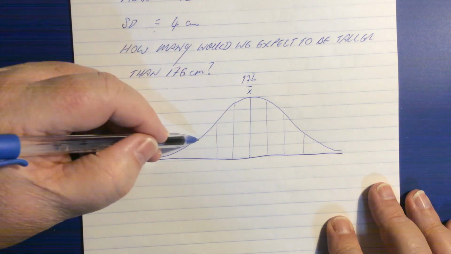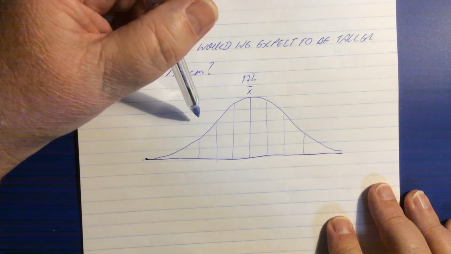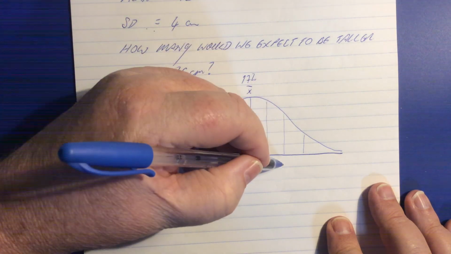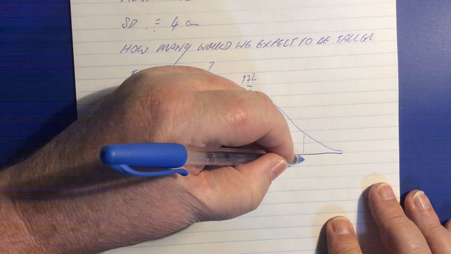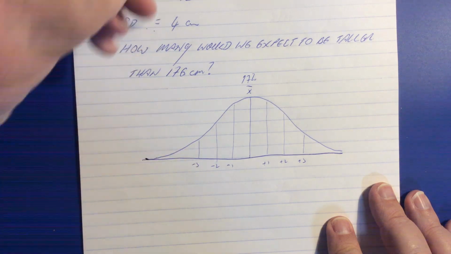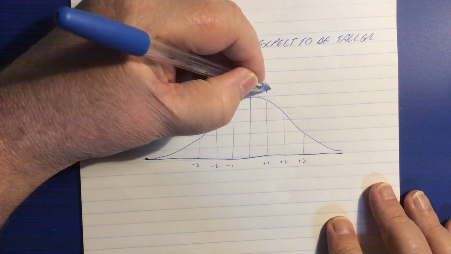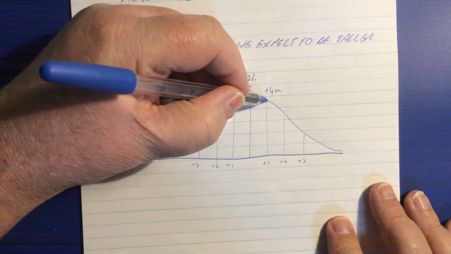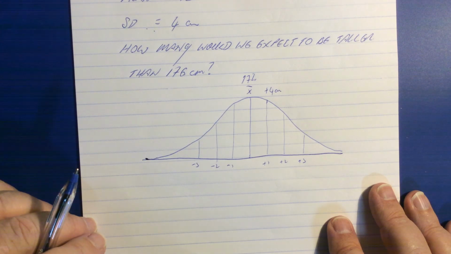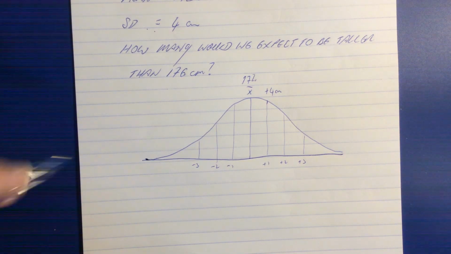So if we're drawing in 3 standard deviations, and please excuse the fact that this is probably badly out of proportion, we're plus 1 standard deviation there, plus 2, plus 3 there, minus 1 here, minus 2 here, minus 3 here, and so forth. What this means in terms of measurement is that we are plus 4 centimeters at this point. And that's useful and important when it comes to answering this question.